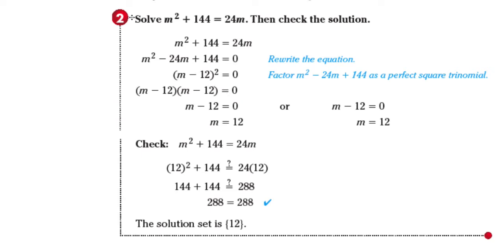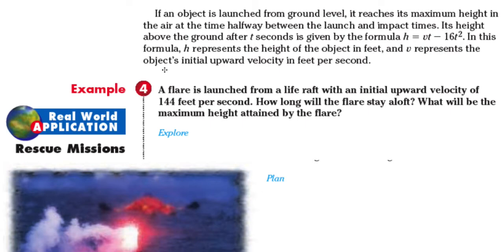Let's take a look at example number 3. If an object is launched from the ground level, it reaches a maximum height in the air at the time halfway between the launch and the impact times. Its height above the ground after t seconds is given by the formula h equals vt minus 16t squared. In this formula, h represents the height of the object in feet, and v represents the object's initial upward velocity in feet per second.